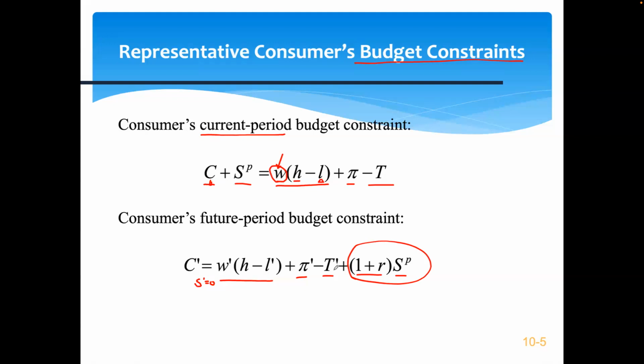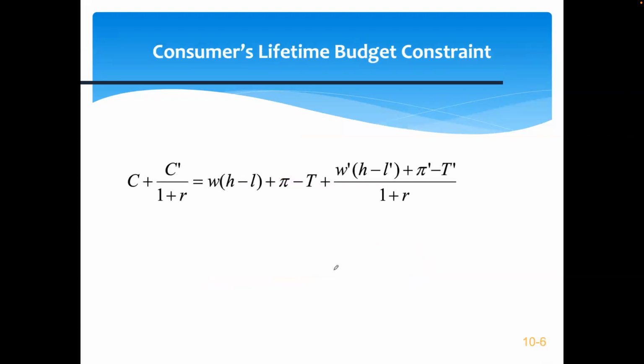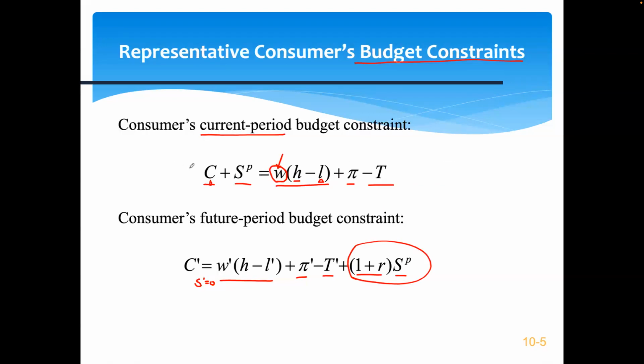So this is the consumer's current period and future period budget constraint. We can combine them together. Essentially we just sum them together. Let's go back. We just add them together.